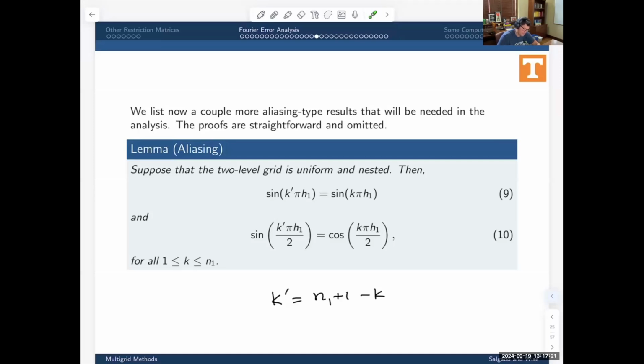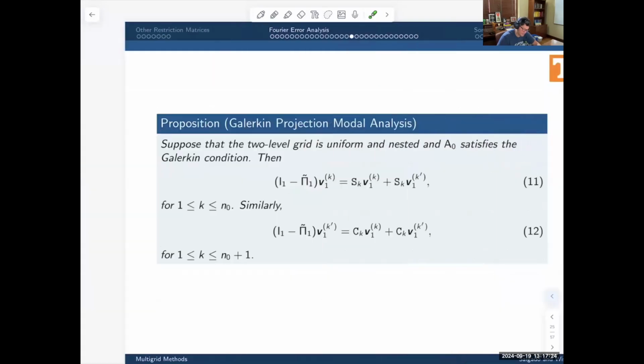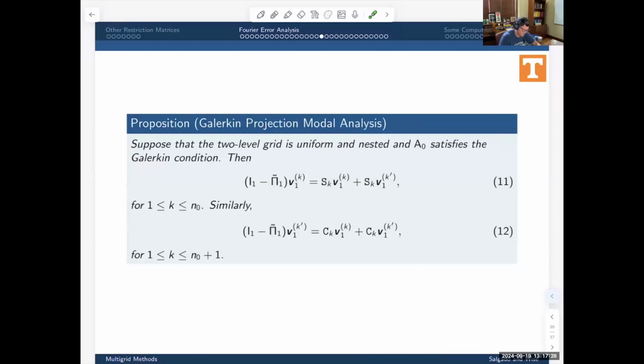So put that in your pocket. You're going to need that for the second part of this, which I'm not going to do in class. So the one I'm going to do is this one. We need to understand how the error transfer matrix, this error transfer for the coarse grid Ritz projection, works. We need to know how this matrix I minus pi 1 tilde is going to map modes into modes.